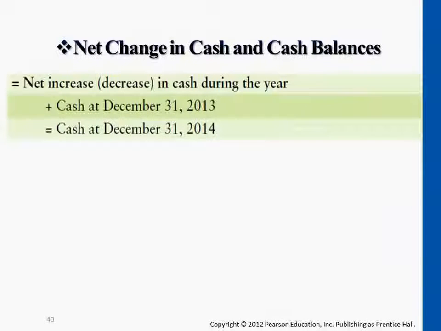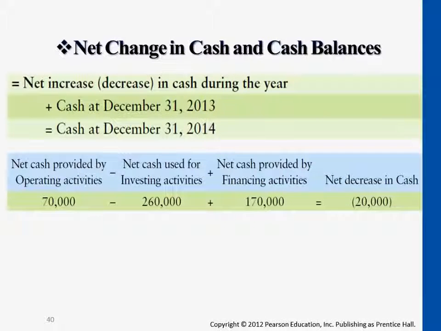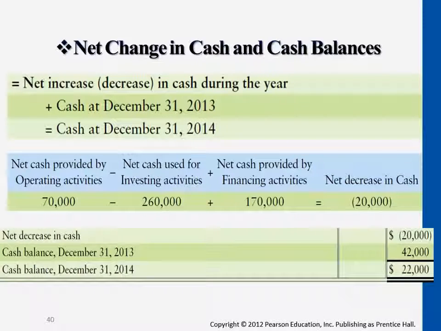Okay, so last part here, net changes. I just enlarged it a little bit. Net changes in cash: operating, 70,000, minus the investing activities. Overall, we lost 260,000, and plus any financing activities cash flow will give you the last part here, net cash decrease, $20,000. That's the major part that we want to get to.